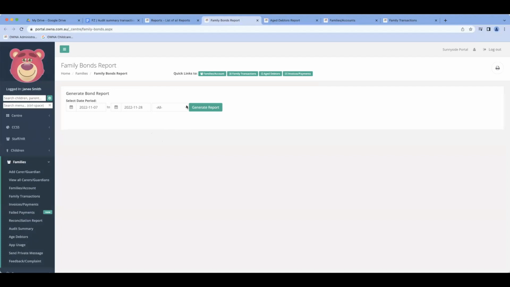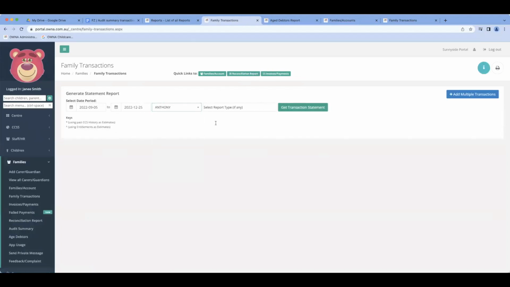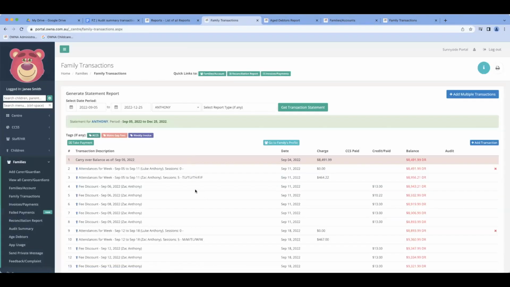And what that is, obviously, once you charge your bonds and you've collected your bonds on the family transaction screen. So I'll just see if I can go to one. I might not have an example right up front, but say you've charged a bond and then you've collected a bond, you're now wanting to record that bond. That's what the bond report is for.